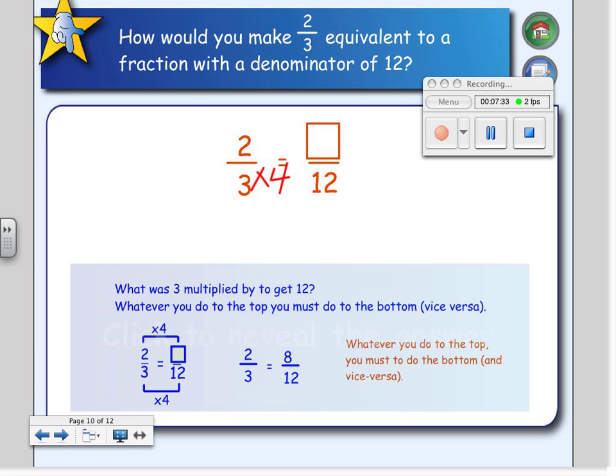Nick, what do I have to do to the top? Very good. Which is what? 2 times 4 is 8. Okay? And it shows down here. What was 3 multiplied by to get 12? Whatever you do to the top, you must do to the bottom, or vice versa. They multiplied by 4.